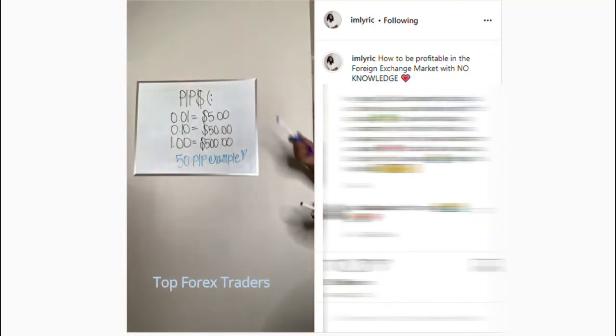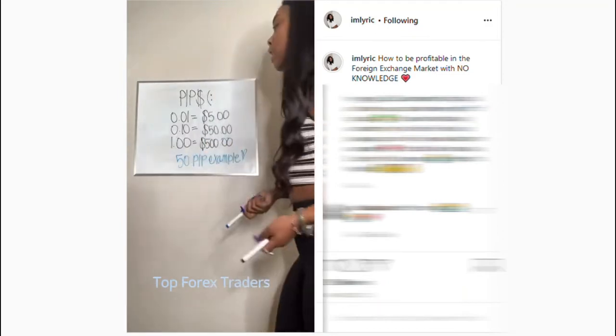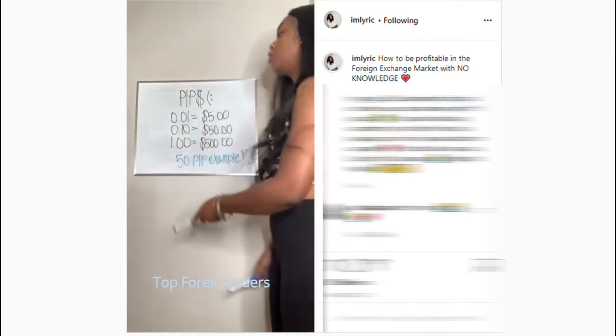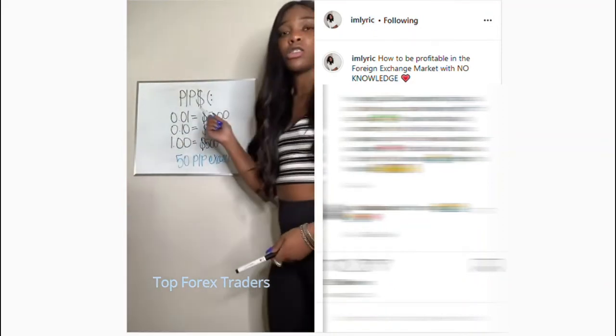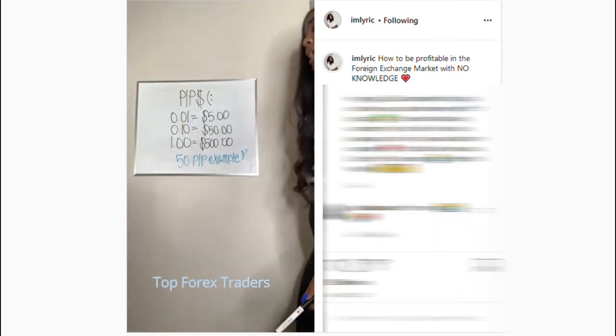So let's say you have a smaller account. You have a $20 account or a $30 account. You can't afford to risk that much, so you only popped 1 cent. So you put in a 1 cent, a 0.01, and you made $5 off of that trade because it went up 50 cents and you risked 1 cent, okay?